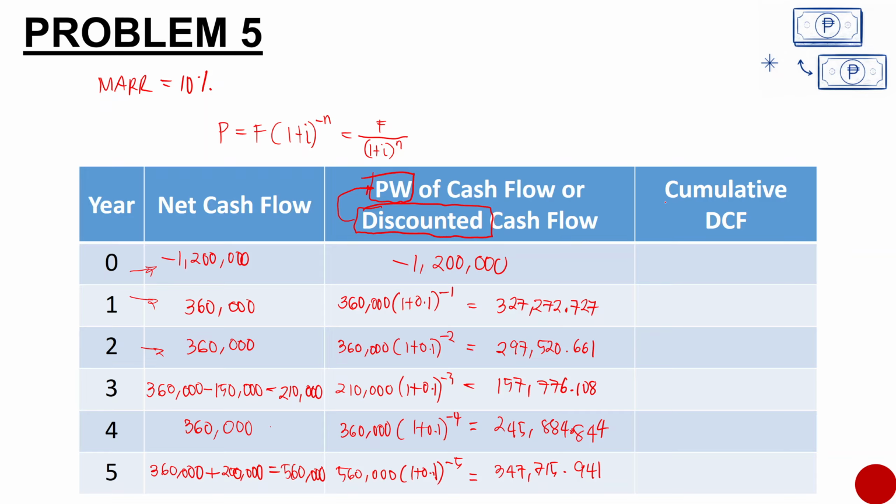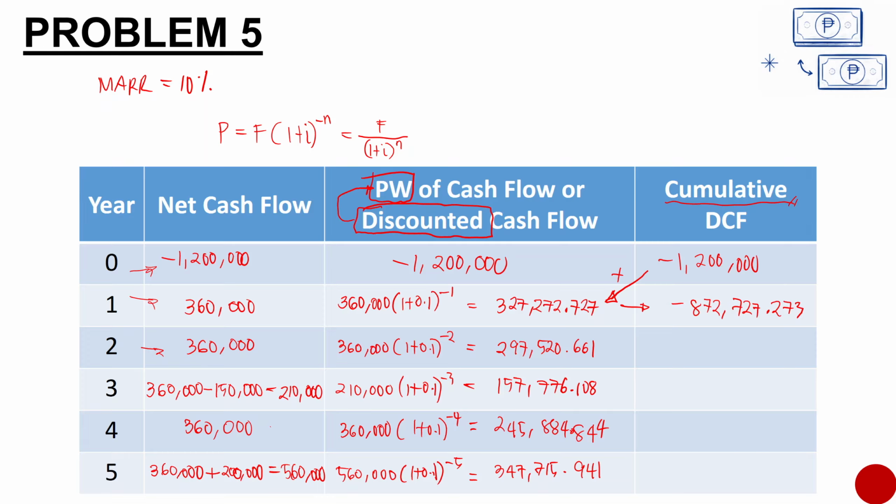Now, next we are going to get the cumulative DCF. At year 0, our cumulative DCF is just negative 1,200,000 pesos. Since this is the cumulative amount, for year 1, we just add the negative 1.2 million with the discounted cash flow of year 1. And this is equal to negative 872,727.273.